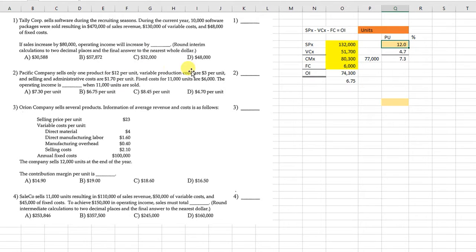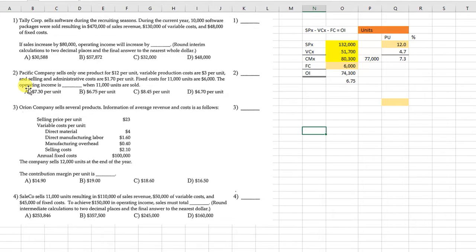Okay, and then it says variable production costs are $3 and selling and administrative costs are $1.70 per unit. So notice it says variable production costs and selling and administrative costs are $1.70. So I take the $3 plus the 1.7 and I get 4.7. So I can figure out that my contribution margin per unit is 12 minus 4.7 is 7.3. It says fixed costs for 11,000 units are $6,000, so I get my $6,000 there.